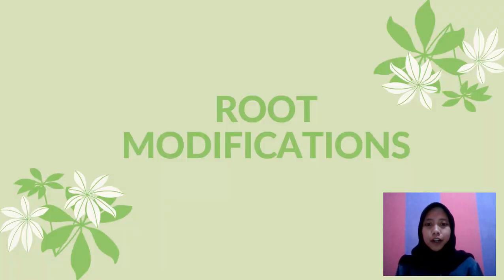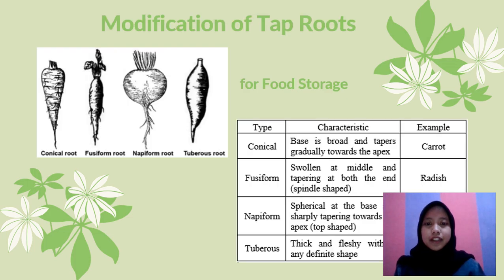Assalamualaikum warahmatullahi wabarakatuh. My name is Yulianita Nursakinah and I will explain about root modifications. Root modifications are divided into two, which are modification of taproots and modification of adventitious roots. Modification of taproots is divided into three, which are for food storage, for better respiration, and nodulated roots.